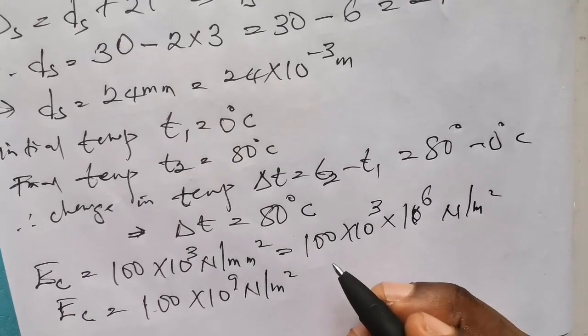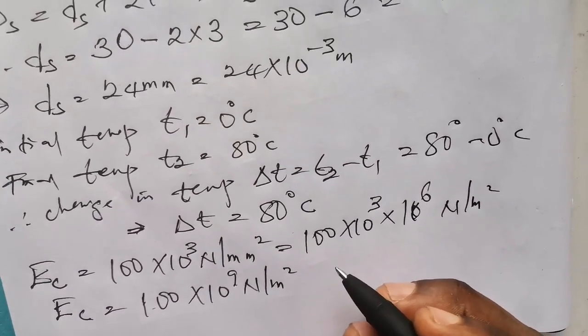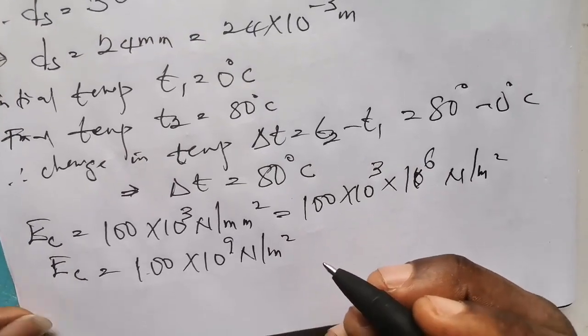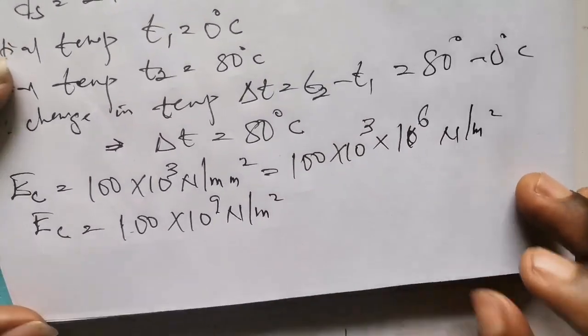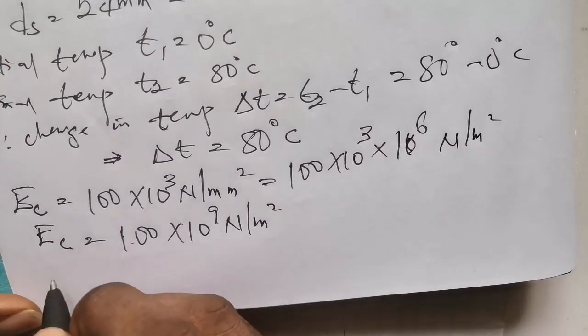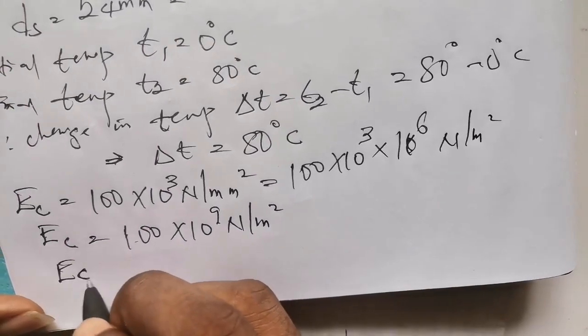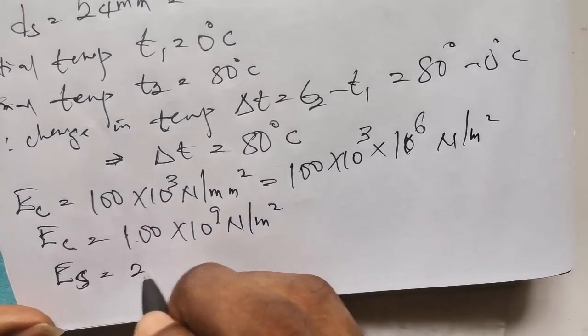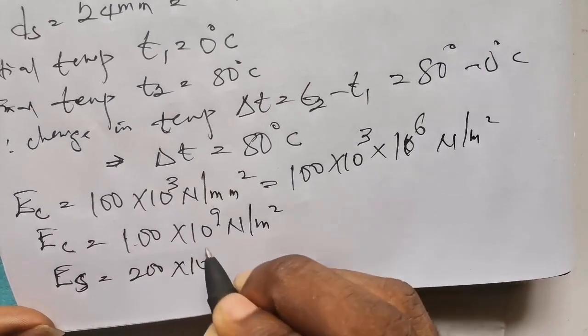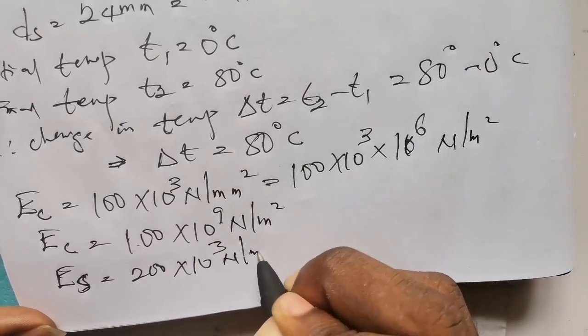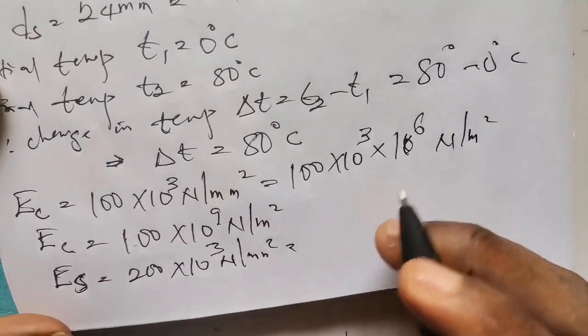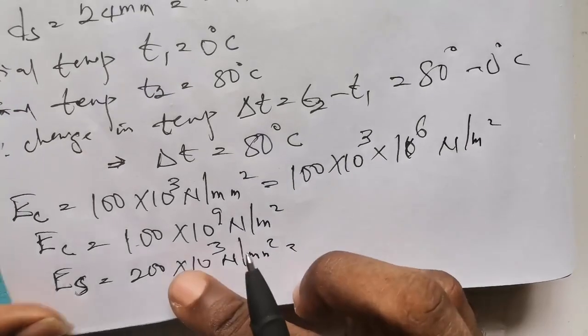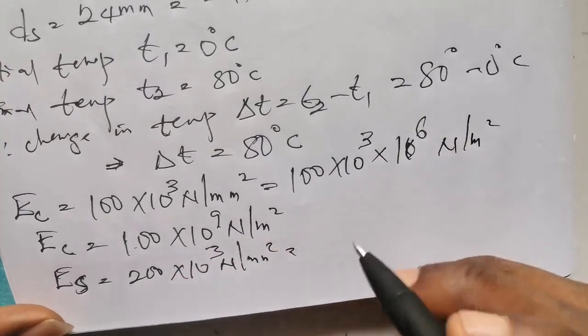meter squared. Similarly, we are given Young's modulus of steel. Let's use ES for that. It was given as 200 by 10 to the power of 3 newtons per millimeter squared, which we also have to convert, simply multiplying this relationship by 10 to the power of 6.